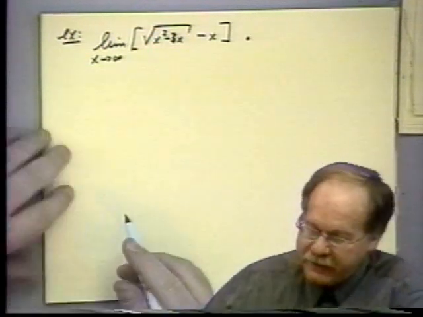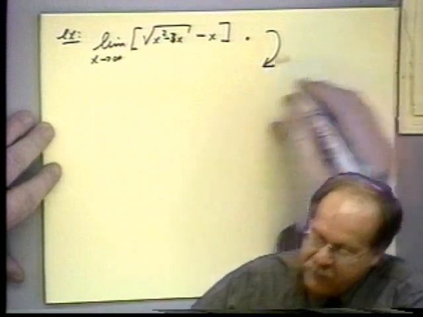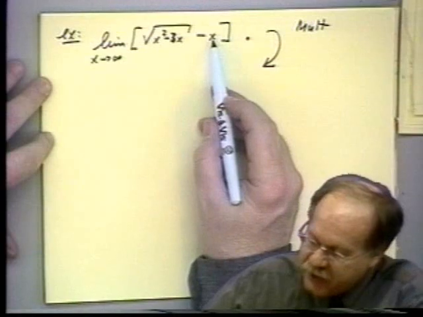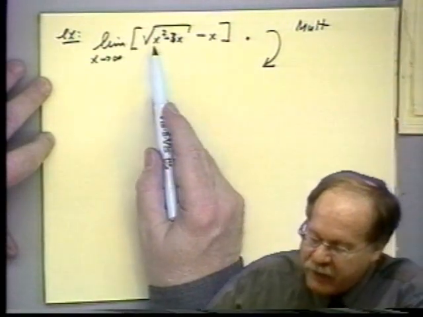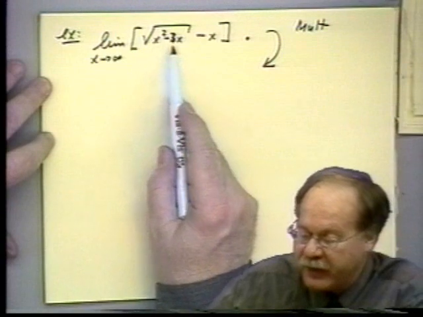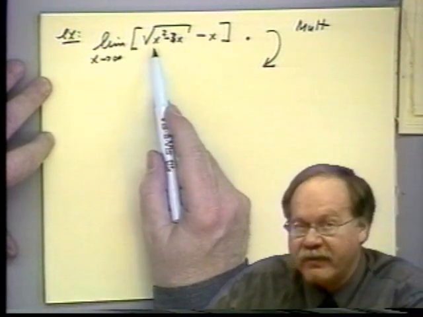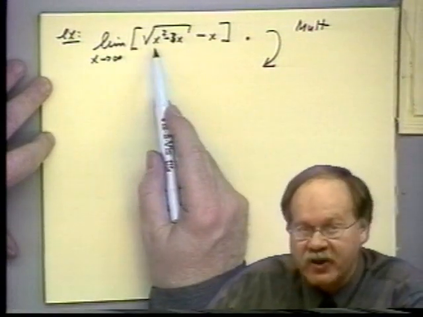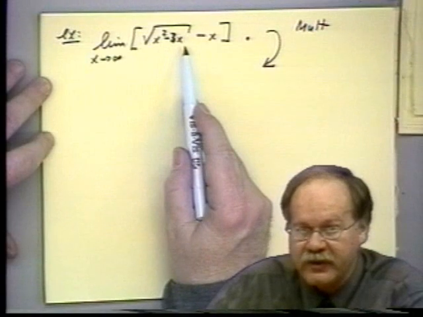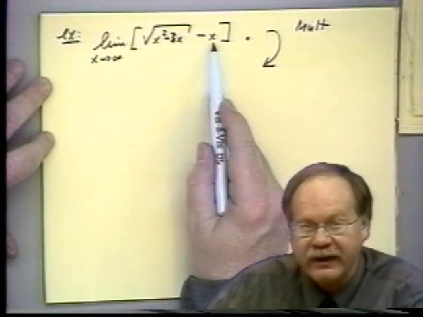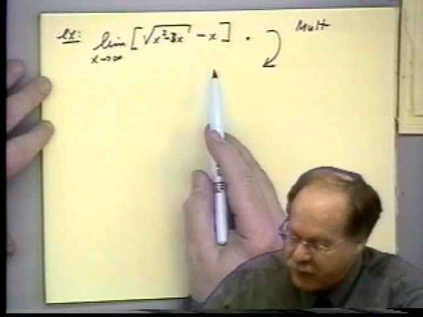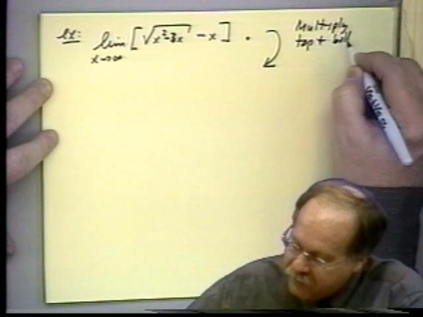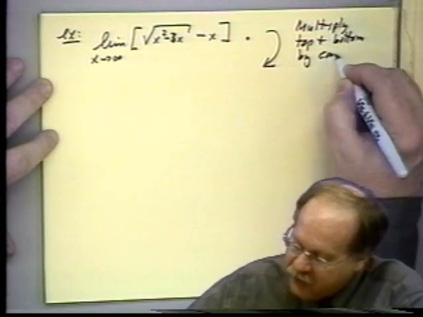Well, let's see. Here's what I did. If you do notice that as x goes to infinity, both of these expressions go to infinity, and you shouldn't worry about x squared minus 3x, because remember when we talked about polynomials, we said the end behavior of a polynomial is totally determined by its highest power. As x goes to infinity, x squared goes to infinity, sends this first term to infinity. And so it looks like this is infinity minus infinity again. The technique, multiply by the conjugate. So multiply top and bottom by the conjugate.